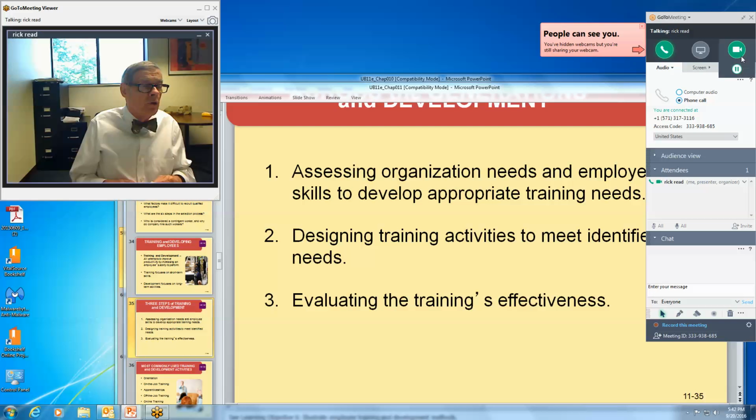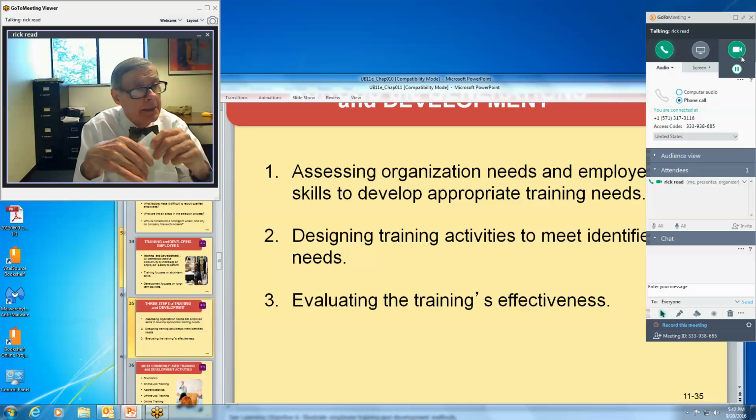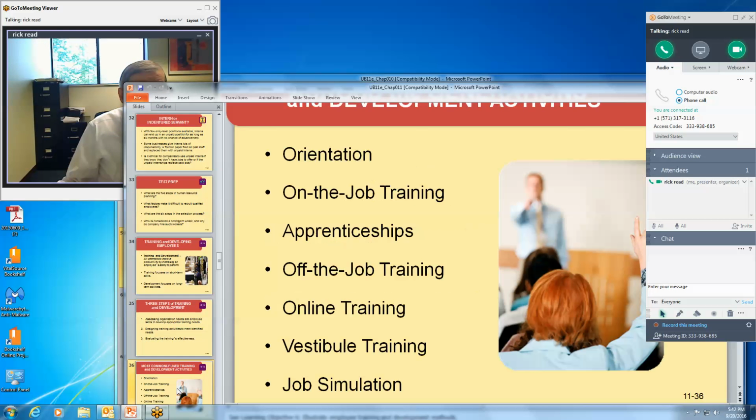So in doing this, we have to do what's known as a needs assessment. Assessing organization needs, that's known as a needs assessment, and employee skills and needs, and develop the appropriate training programs. And then design the programs to meet those deficiencies or help people over those deficiencies. And then you have to evaluate whether or not what you did is the right thing.